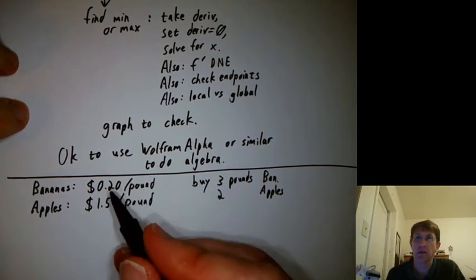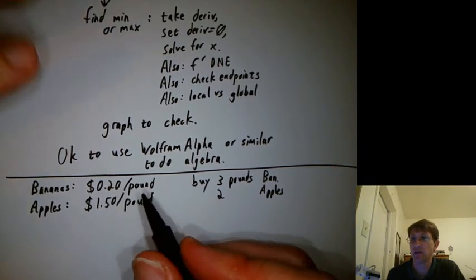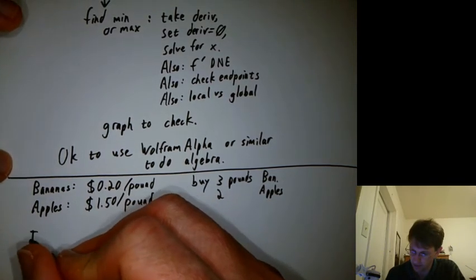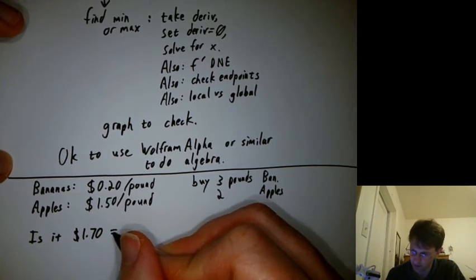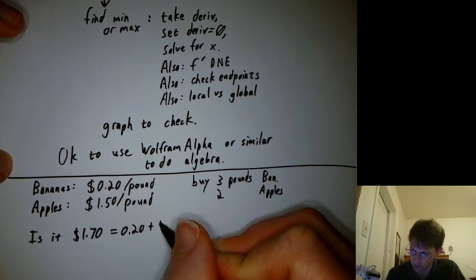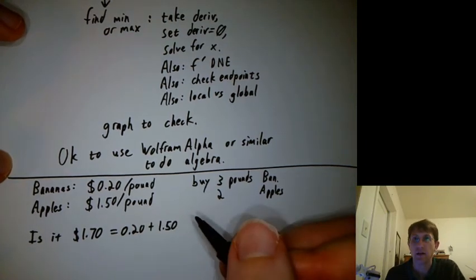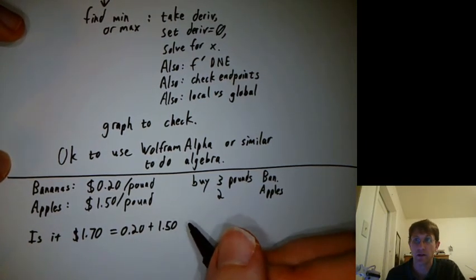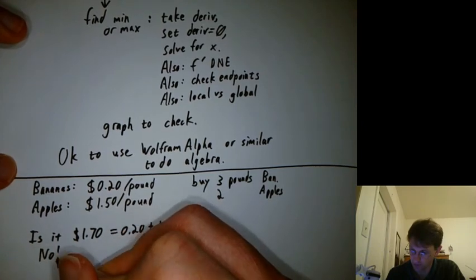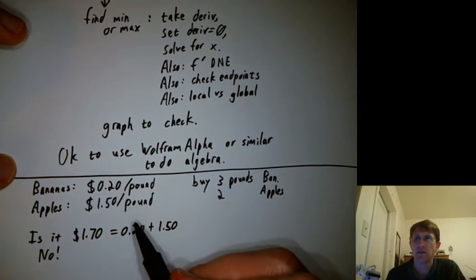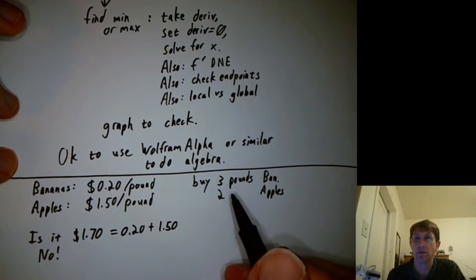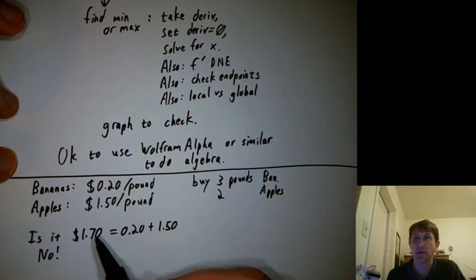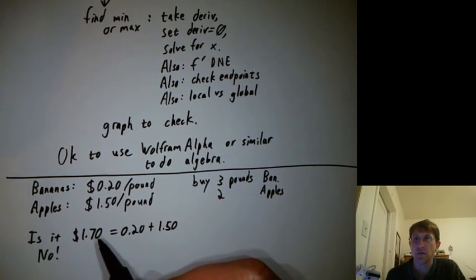Can I just say, well, I'm going to add the 20 cents and the $1.50, get $1.70? That would be the 20 plus the 150. Hopefully everyone has figured out it's not going to be that, right? Because that didn't even respond to how much we wanted to buy. If that was how the logic worked, I could buy 3 million pounds of bananas and 2 million pounds of apples and still only pay $1.70. Would you say I pay $1.70 per pound no matter what?